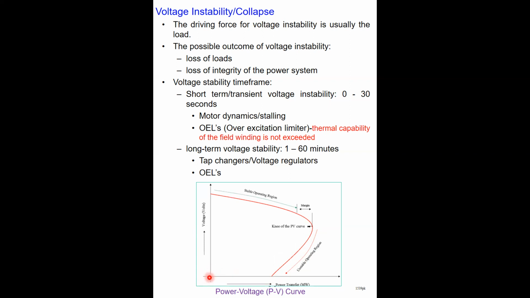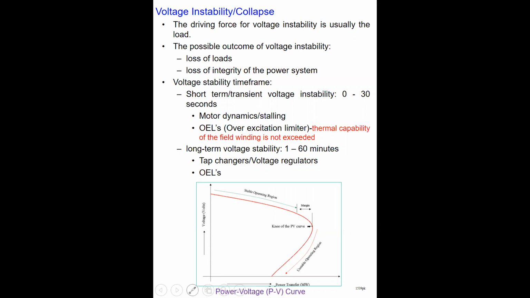What does this mean? If the voltage becomes zero, what does this signify? It means the voltage has collapsed. But yeah, I have a question here. Why is it, when the voltage is zero, you still have some power transfer?